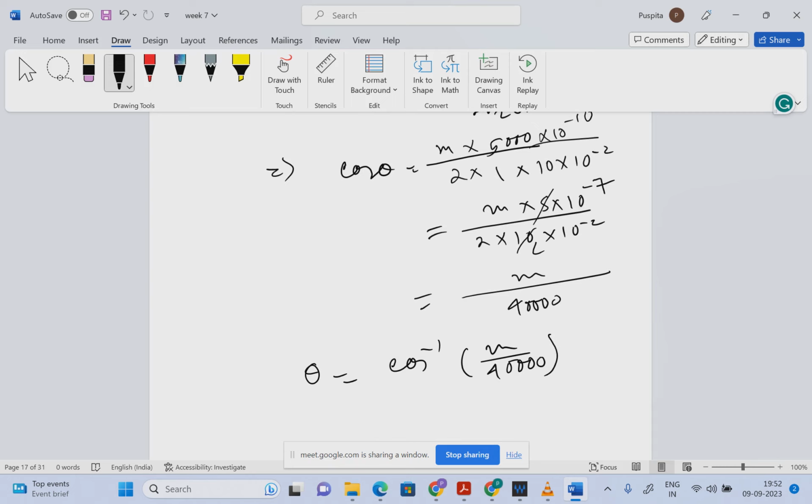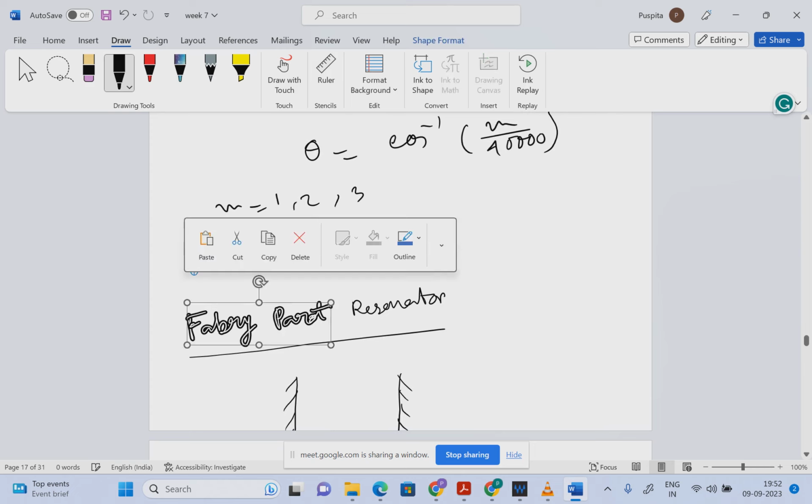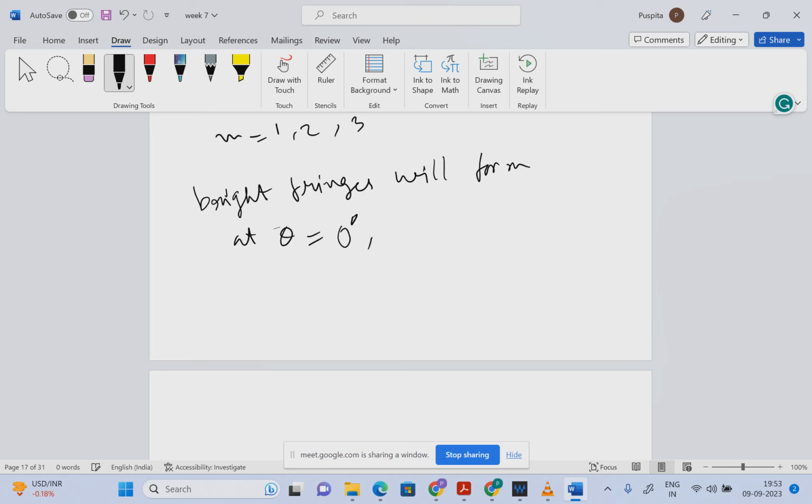So for m is equal to 1, 2, 3, and so on, bright fringes will fall at theta equal to 0 degree, 0.405 degree, 0.573 degree, 0.702 degree.